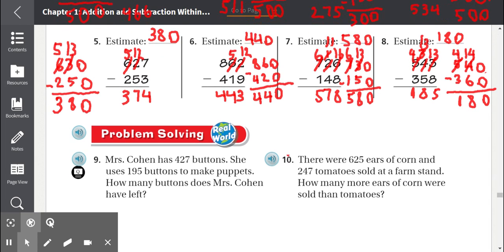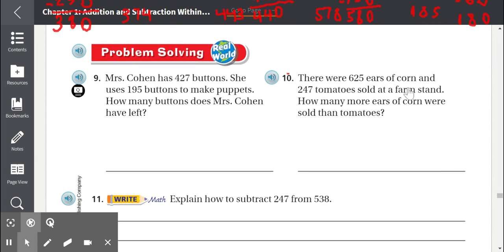Number 9. Mrs. Cohen has 427 buttons. She uses 195 buttons to make puppets. How many buttons does Mrs. Cohen have left? So Mrs. Cohen, we're going to circle the important numbers and keywords.